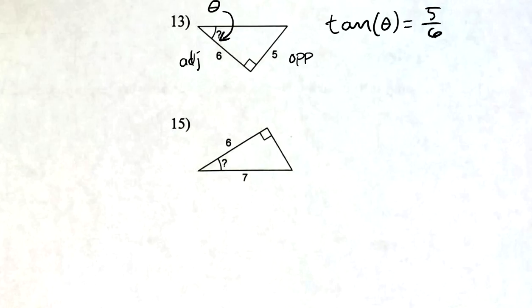5/6. And now if I want to solve for theta, right, I need to use my inverse trig function. So right below this, I like to write that theta is the inverse tangent of 5/6. You can see I'm applying the inverse tangent to both sides there. On the left-hand side, it leaves me with just theta. On the right-hand side, I have the inverse tangent of 5/6.